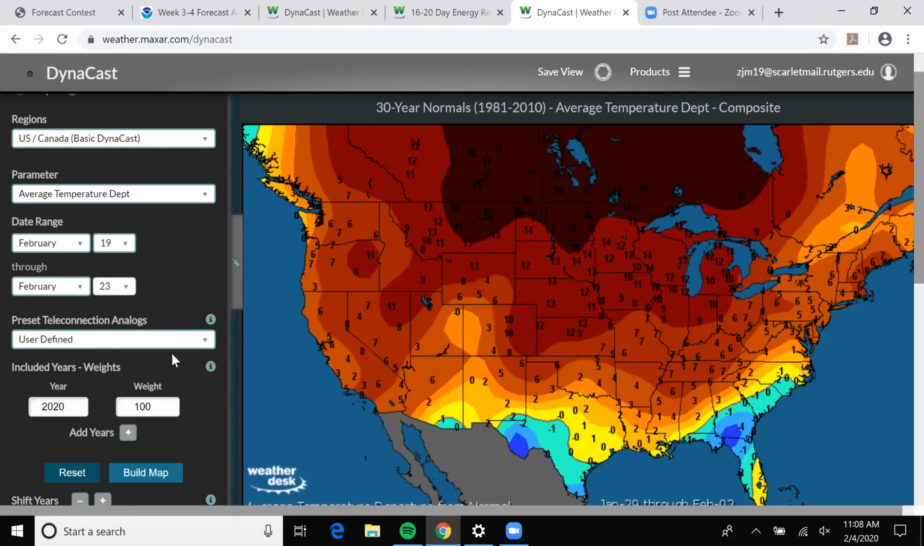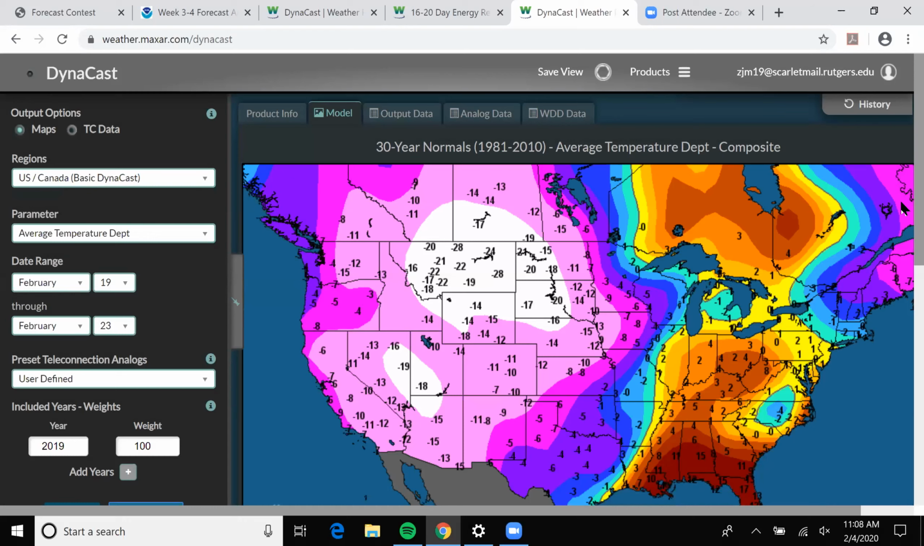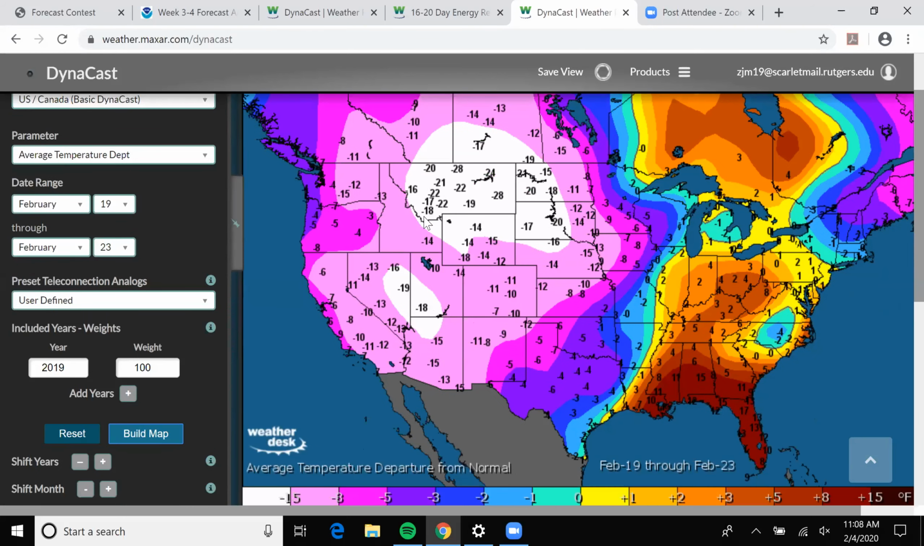Similar idea, keep the temperature departures, keep for the US. Back to 2020 build map. And basically this is a composite over the last 30 years. This is basically the 30-year normal for the entire US. You can see it's very strong cold in much of the western half of the country, some pretty strong warmth in the southeast, and then a mix up in the northeast.